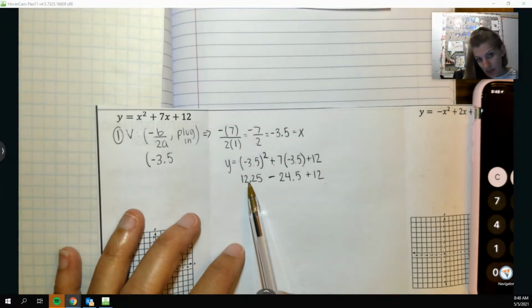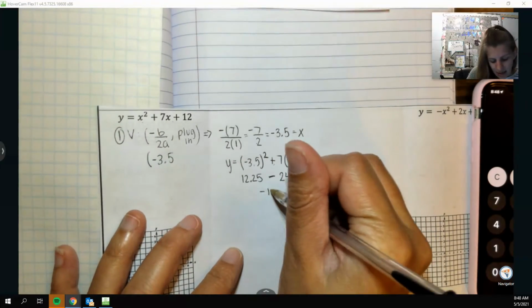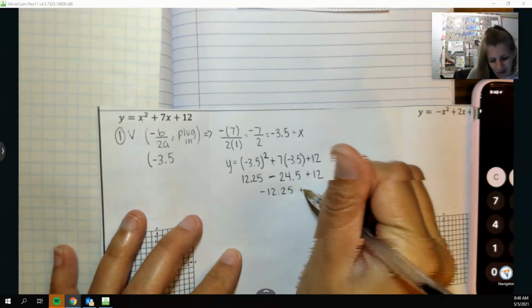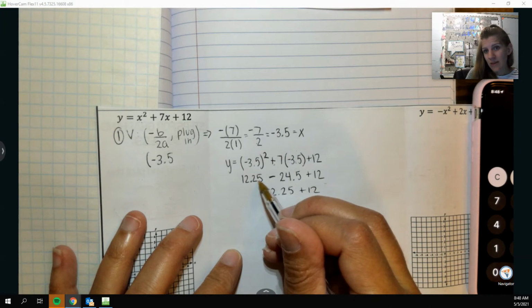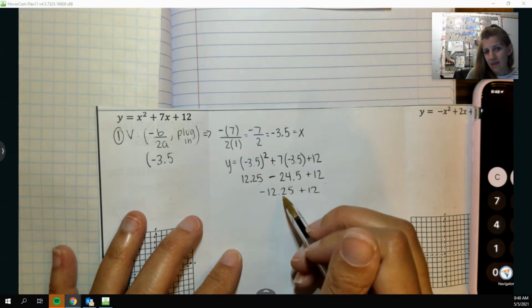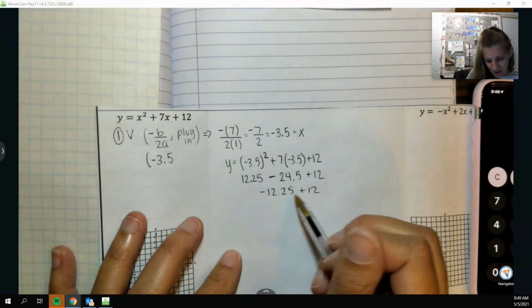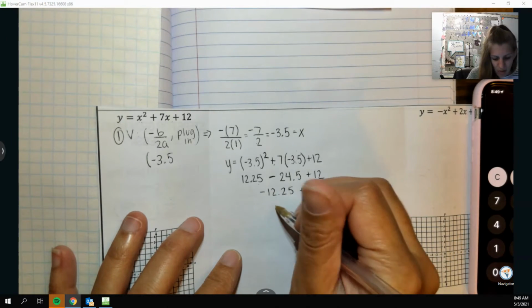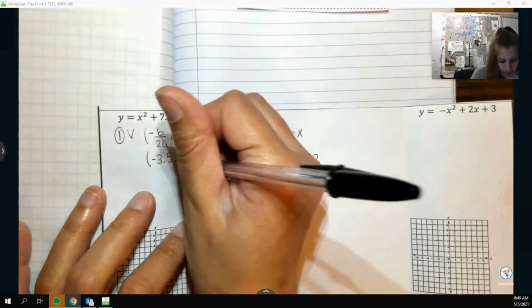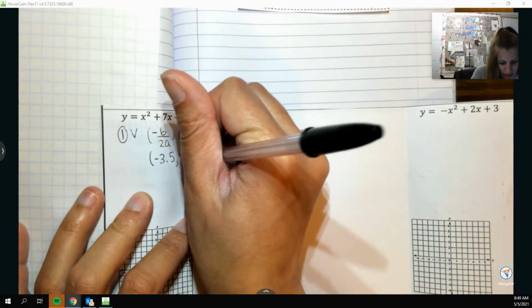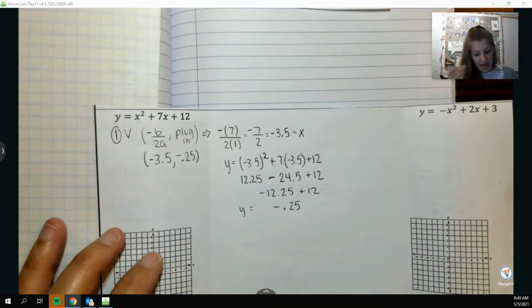And so 12.25 minus 24.5 is -12.25. And I knew that so fast because this is just double as much as that. So if I subtract a doubled amount, then I have exactly the same amount left, if that makes sense. And then -12.25 plus 12, the 12s are just going to come off and you're left with -0.25. What a yucky mess. So -0.25 is the y value of my vertex.